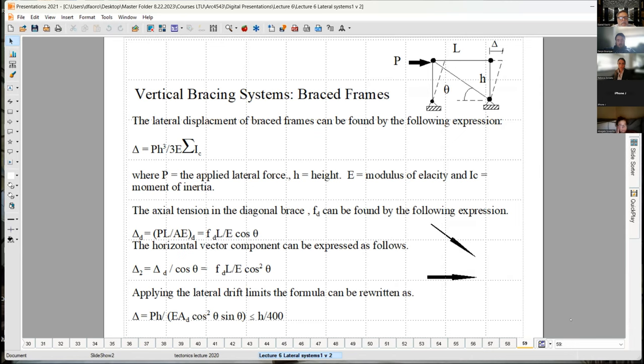So you would know the cross-section, let's say, of the column element, and you could find its moment of inertia, or you could look it up in a table or a chart if it's a standard steel element. The axial tension in the diagonal, force F sub D, could be found by the following expression: delta D equals F sub D L over A E, where delta 2 is equal to delta D divided by cosine theta, or F sub D L divided by E cosine squared theta. Applying the lateral force limits, we would say PH divided by E A D cosine squared theta sine theta is less than H over 400.